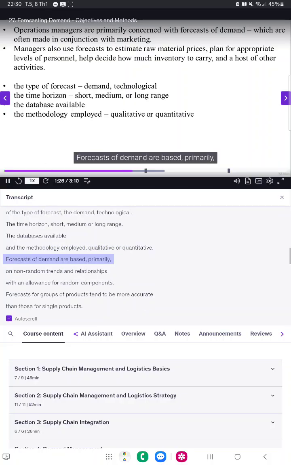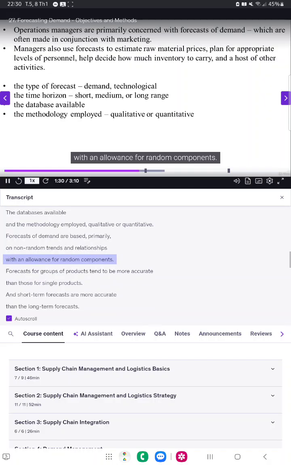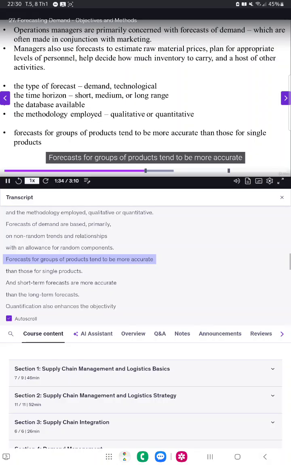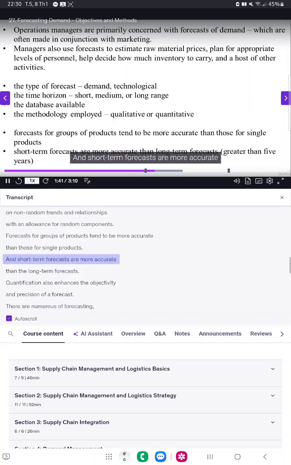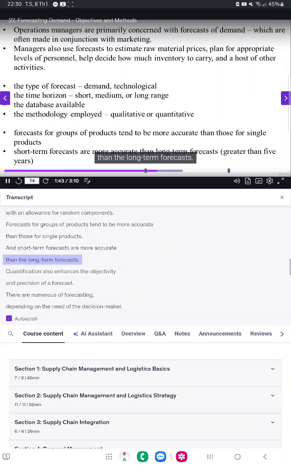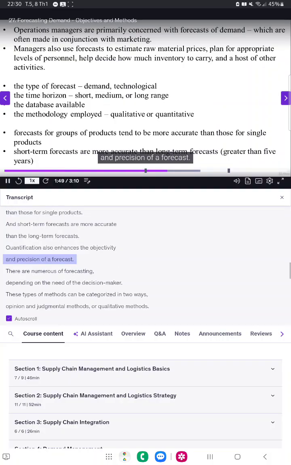Forecasts of demand are based primarily on non-random trends and relationships with an allowance for random components. Forecasts for groups or products tend to be more accurate than those for single products, and short-term forecasts are more accurate than the long-term forecasts. Quantification also enhances the objectivity and precision of a forecast.